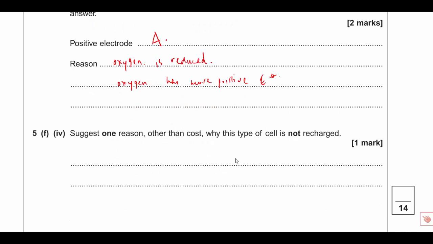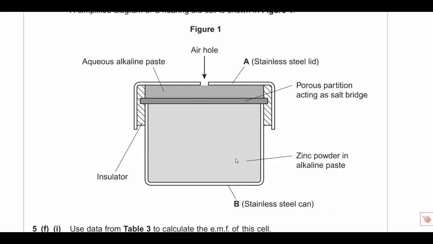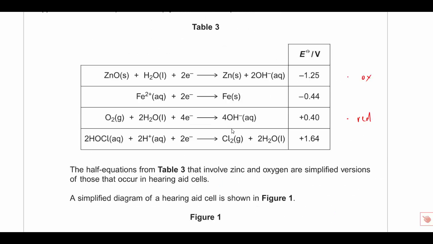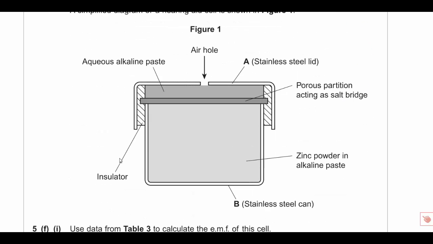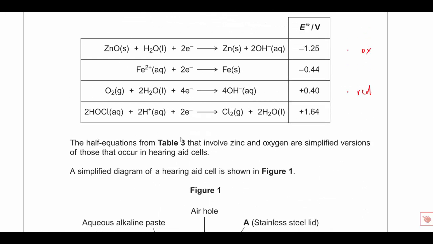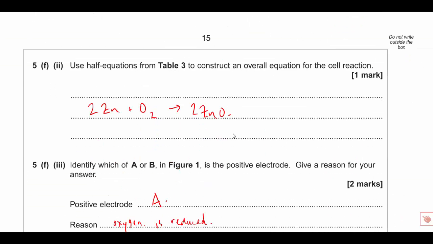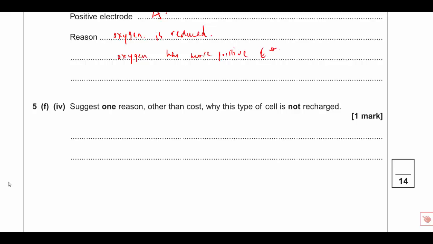F4. Give one of the reasons other than cost why this type of cell is not recharged. I guess one answer, if you reverse these, we're actually going to go that way and we're going to produce gas, which obviously a gas build-up inside here is not really ideal. The other way to think of it is it's probably quite unlikely that the zinc oxide is going to get turned back into zinc. But I quite like the idea of O2 produced, therefore danger of explosion. That to me seems like the most plausible answer. So that's question 5 done, 14 marks there.